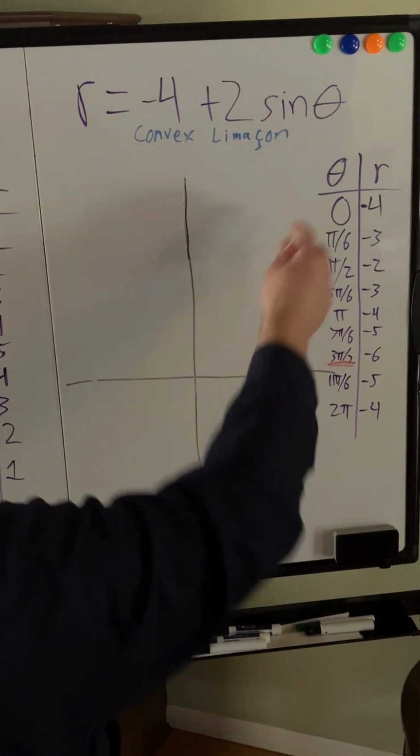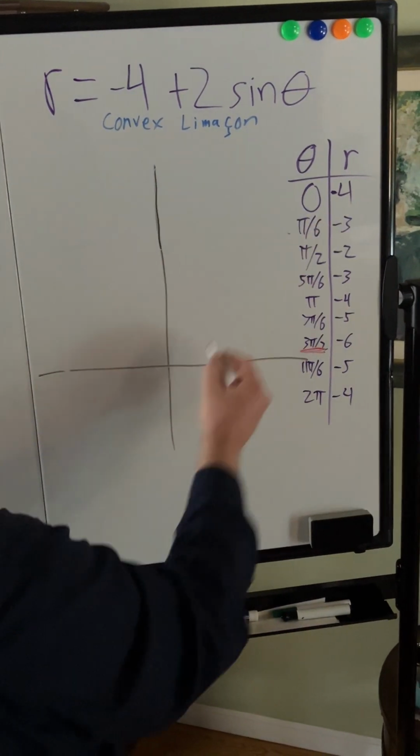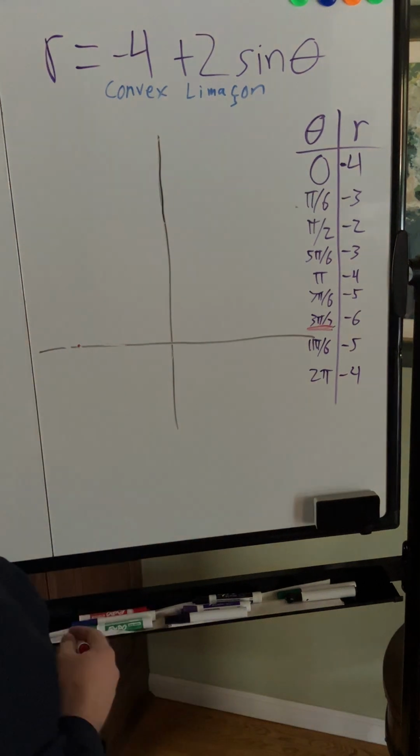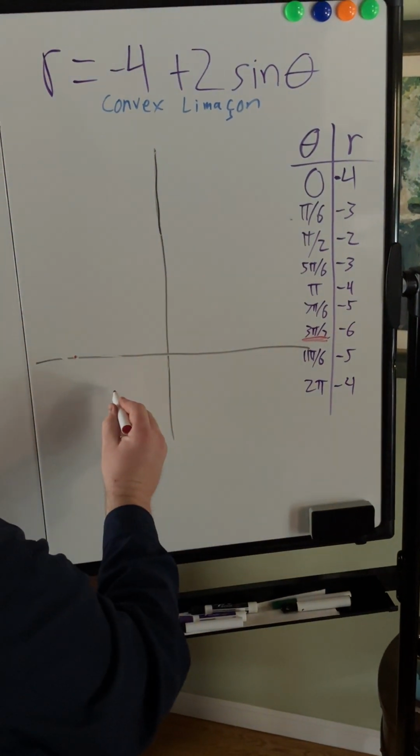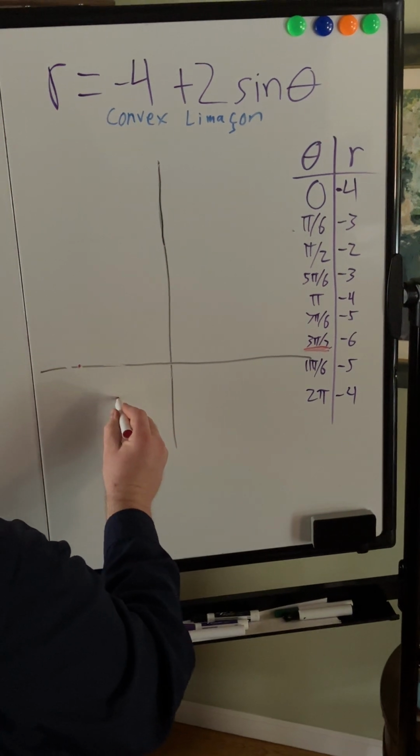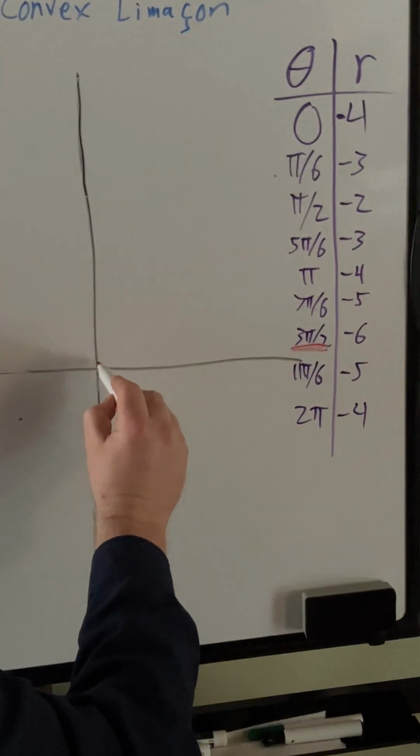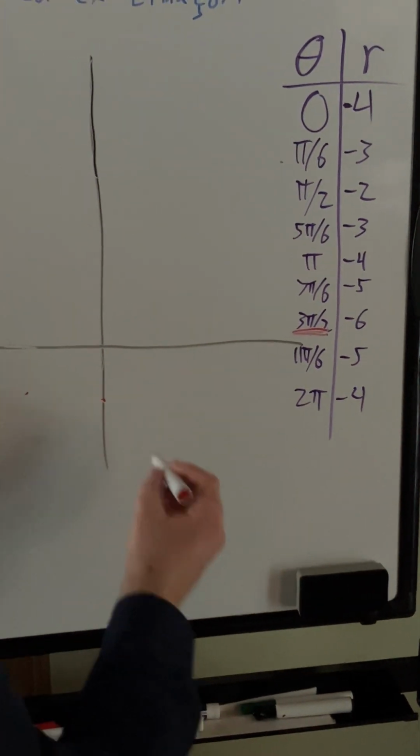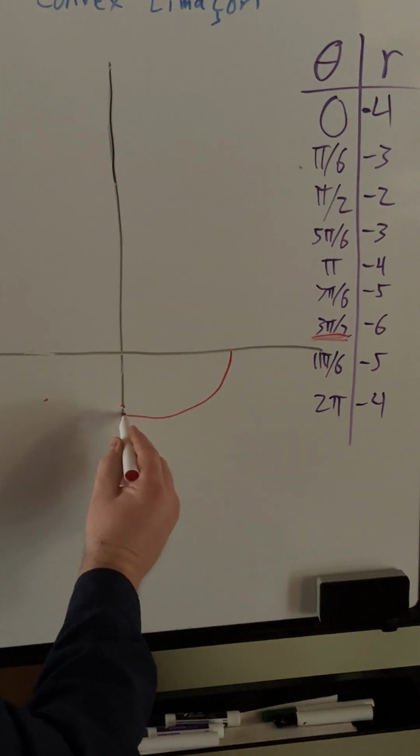Now, as I go through and plug in the different values, at 0, I'm at negative 4, okay? At pi over 6, I'm at negative 3. That's kind of like here. And then at pi over 2, I'm at negative 2. That's kind of like here. So we see we end up getting something like this.